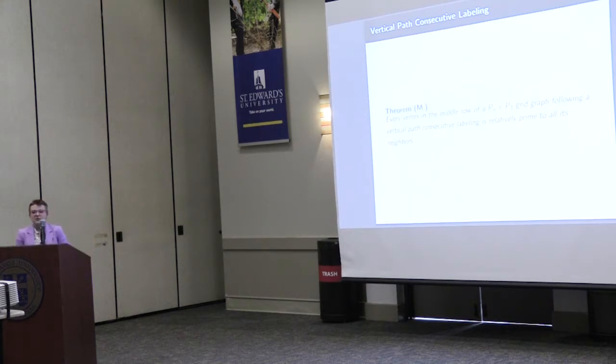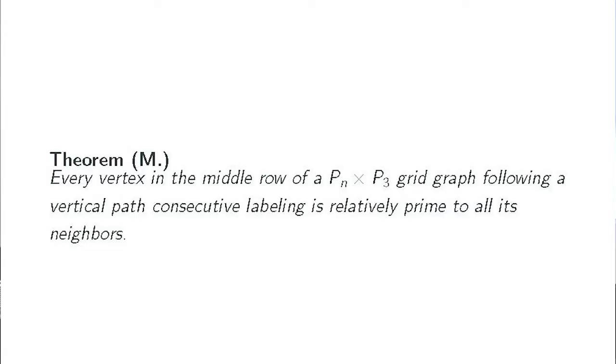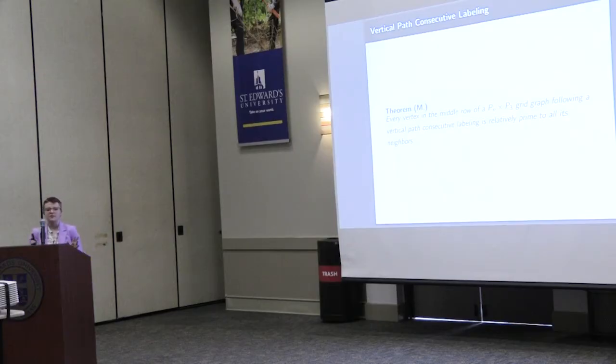The cool thing about that kind of labeling is that if we're following that vertical path consecutive labeling for a grid graph p sub n cross p sub 3, every vertex that's in the middle row of that graph is going to be relatively prime to all of its neighbors. So it won't share any common factors with any of the vertices that it's connected to.